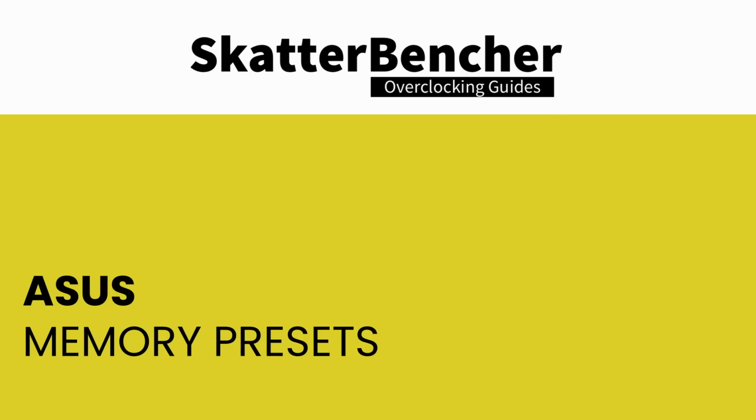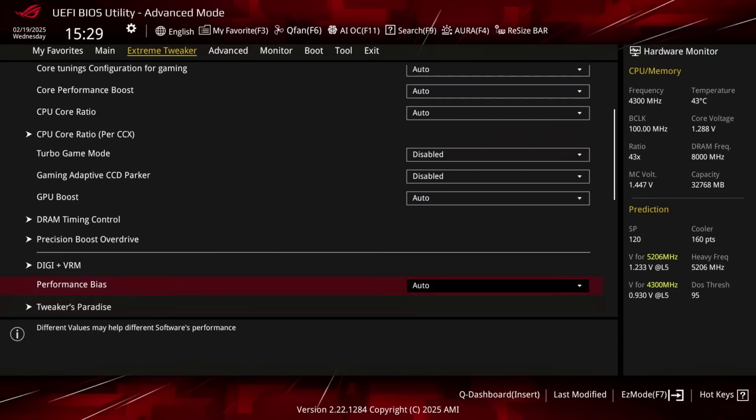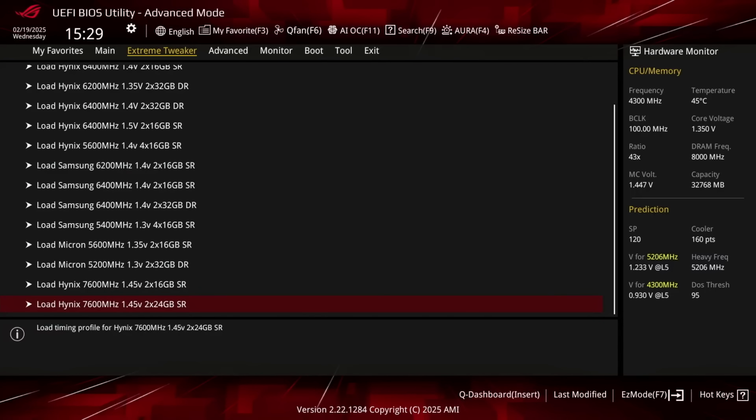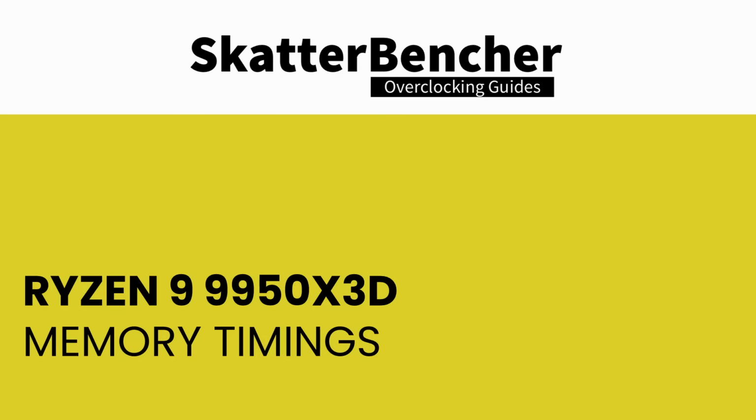And to tune the memory timings, I rely in part on the ASUS Memory Presets technology. ASUS Memory Presets is an ASUS overclocking technology that provides a selection of memory tuning presets for specific memory ICs. The presets will adjust the memory timings and voltages. The ROG Crosshair X870E Hero motherboard sports 14 memory profiles for a variety of memory ICs and configurations. Since we're interested in simply adjusting the memory timings, we can try the Hynix 7600 MHz 1.45 volt 2x16GB single rank preset. It's the first time that I'm trying to run DDR5 8000 with an AMD Ryzen CPU.